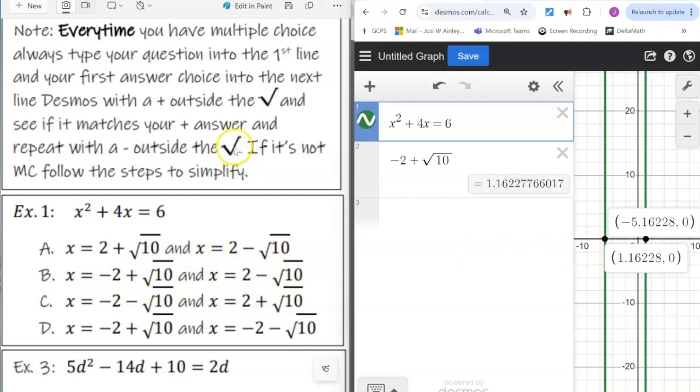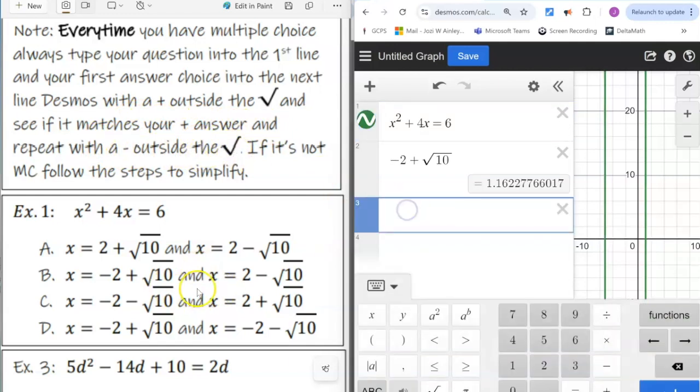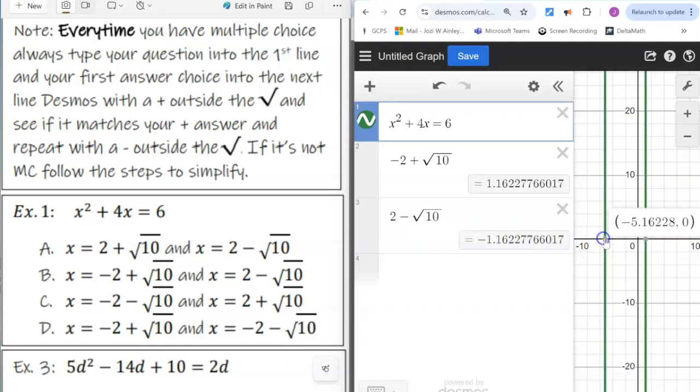So the next step: see if it matches your plus answer and repeat for the answer choice with a minus outside the radical. So we're now going to check this second part. You don't just check one, you have to check that they both match. So 2 minus radical 10 for answer choice B. Now we're going to come right here and click it. Do those two answers match? No, they don't. So I know one of my answers is -2 plus radical 10, so I'm going to skip this one because that's not one of those answers.